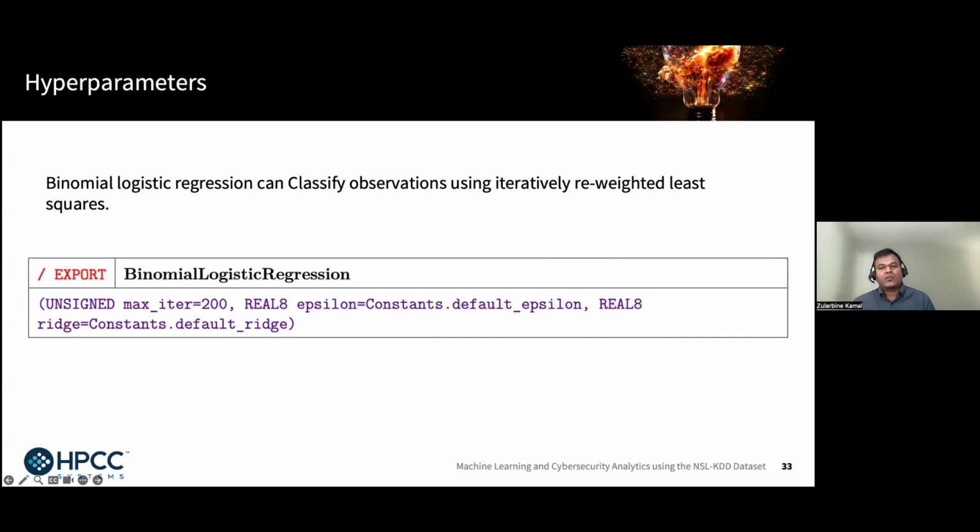These are the hyperparameters used to control the binomial classification process. The default parameter works well in my analysis.